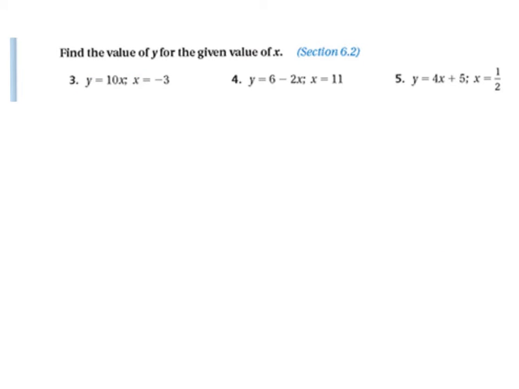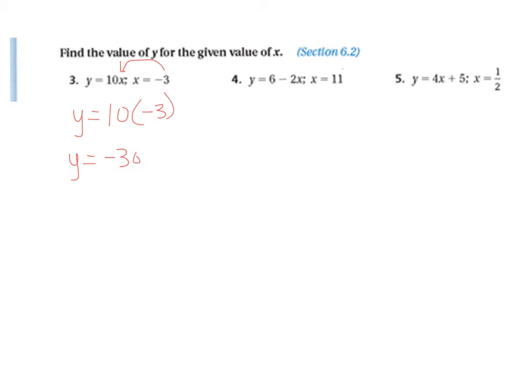On these 3 problems, they want you to find the value of y for the given value of x. So basically, we're going to be plugging in. We're going to be plugging in this first equation, we're going to be plugging our x value of negative 3, and we're going to put it right here. So I'm going to just rewrite this as y equals 10 times negative 3. Because I'm plugging that in for x, and 10 times negative 3 is going to be negative 30.